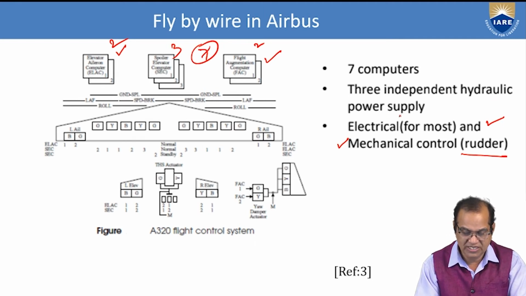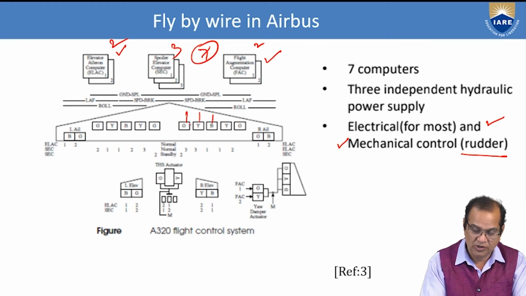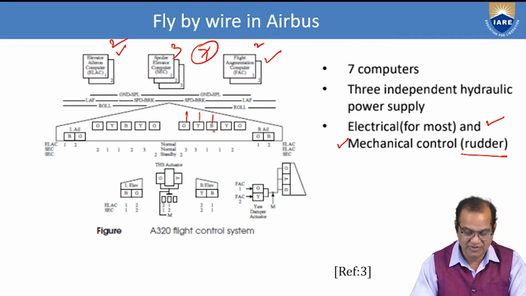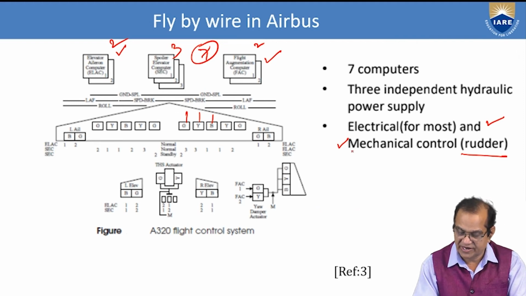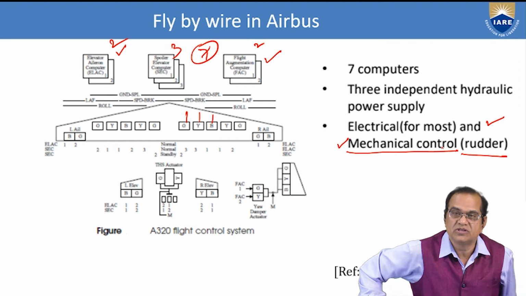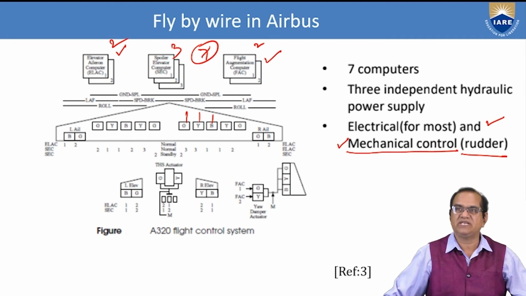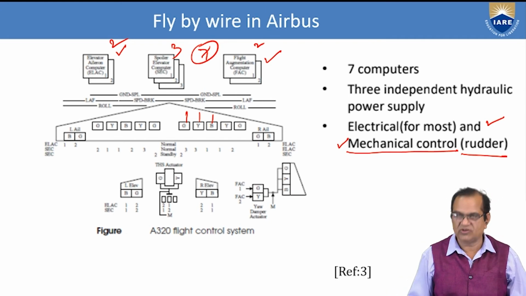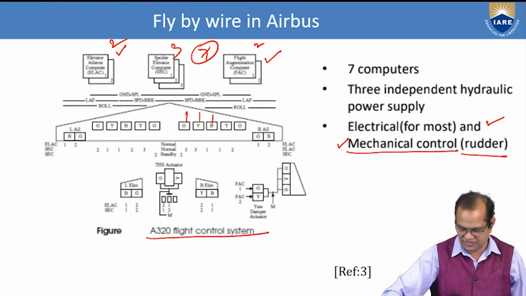We have 3 independent hydraulic power supplies: green, yellow and red. Then we have some electrical systems, and for the rudder we have a direct mechanical system. It is a fourth order of redundancy obtained by the fly-by-wire system on the Airbus 320. This is the Airbus 320 system.